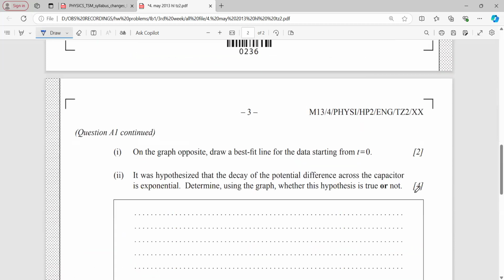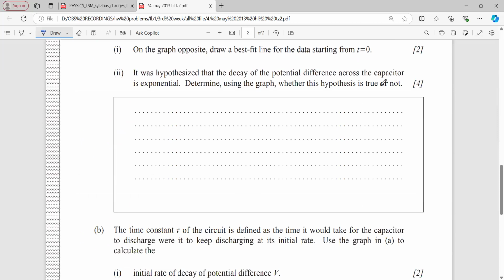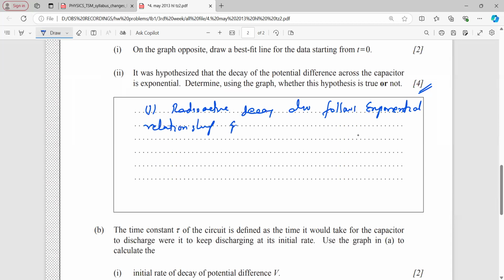Now what is the question here? It is hypothesized that decay of the potential difference is exponential. Okay. Now it is for 4 marks. How do you write? Now first one is, you can say radioactive decay also follows exponential relationship, given by n is equal to n naught e to the power of minus lambda t. And this is your first 1 mark you get.